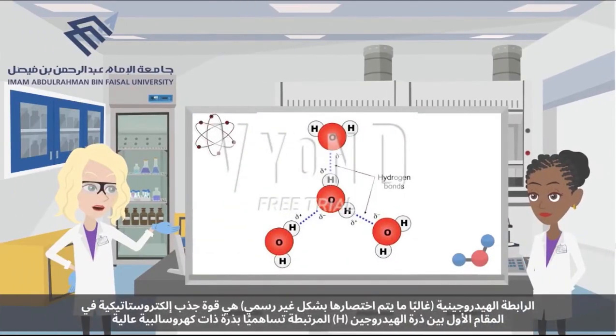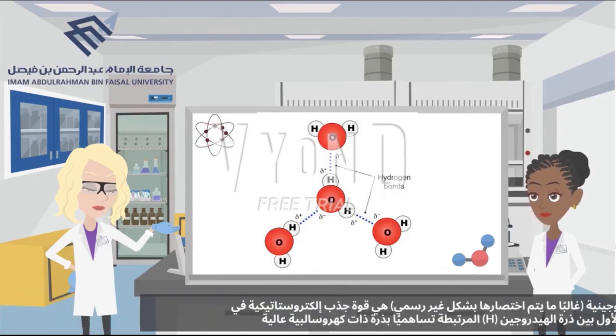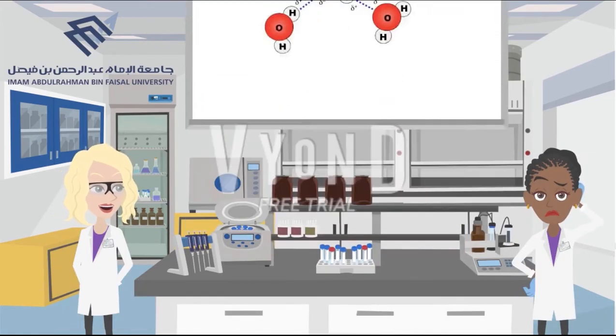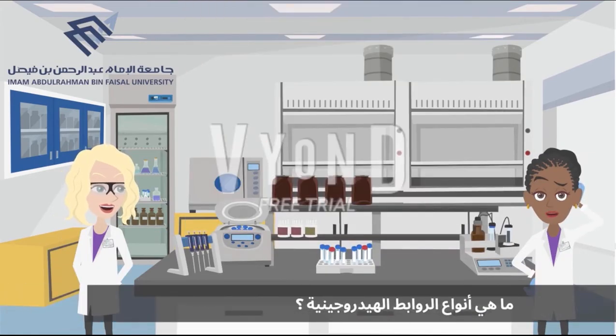A hydrogen bond, often informally abbreviated H-bond, is a primarily electrostatic force of attraction between a hydrogen atom which is covalently bound to a more electronegative atom or group, especially the second-row elements nitrogen and oxygen, or fluorine. What are the types of hydrogen bonds?